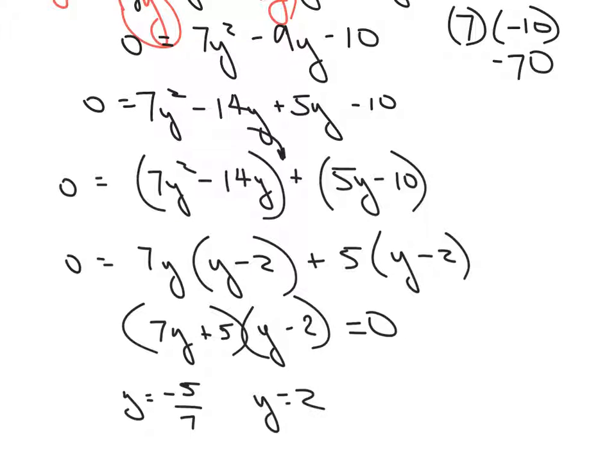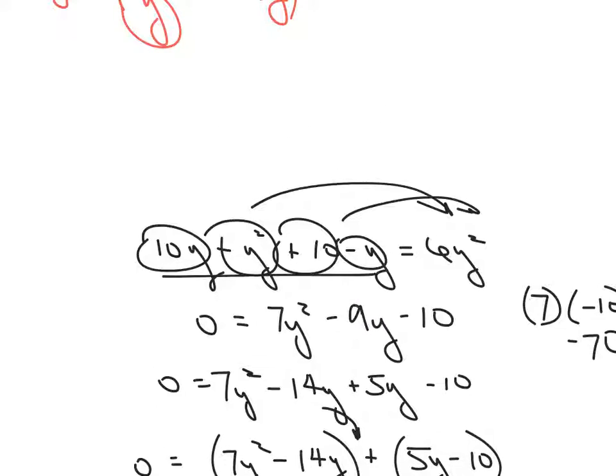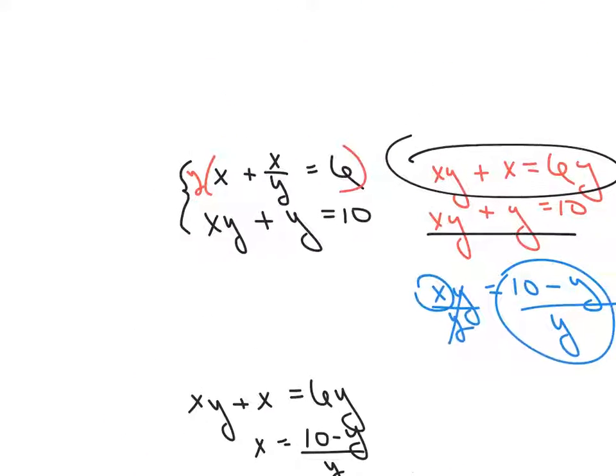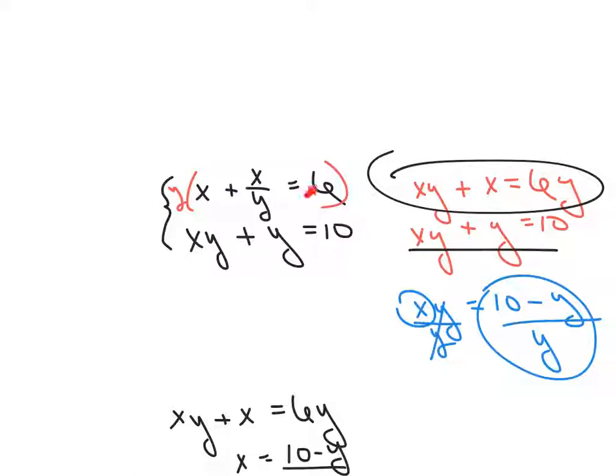Okay, so once you get those for your y values, you go up to the original problem. Doesn't matter which one, and again, I would always pick the simpler one. So you go clear back to the beginning, and I would use this one right here and plug my 2 in to find my x value, and then plug my negative 5/7 in to see what my x value is based on negative 5/7, and then that gives you your answer.